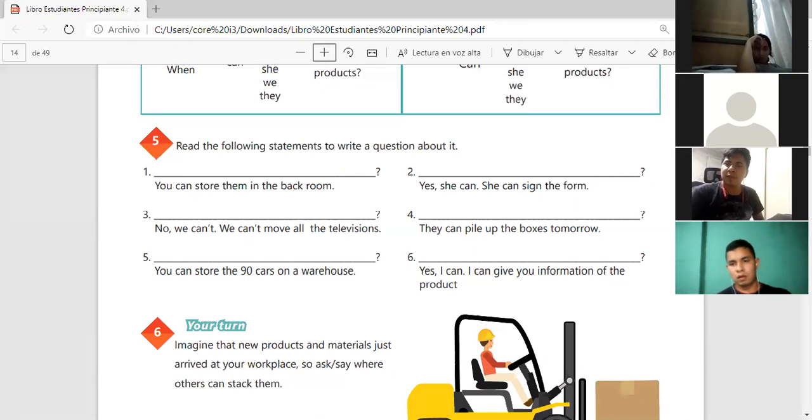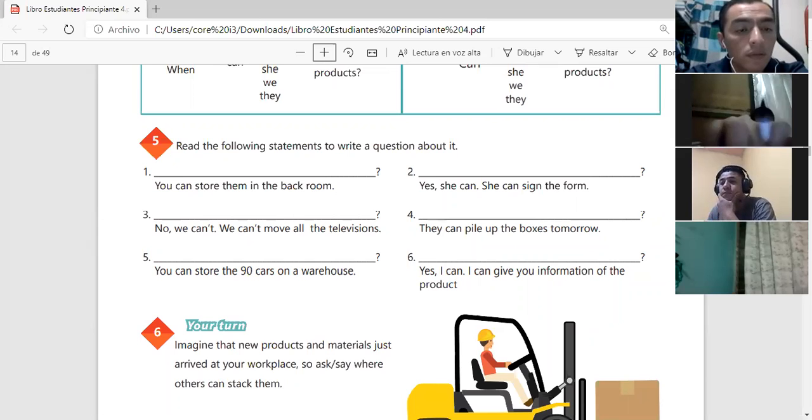Pile up is like poner una sobre otra, apilar, or I don't know if it is apilar. I don't know how you say it, but you put one box and then another box, another box, and another box. Como esquivar. Yes, that you put one and then another. So they can pile up. They can pile up the boxes tomorrow. When can they pile up the boxes? Good. When can they pile up the boxes? And the answer, they can pile up the boxes tomorrow. Good. Next one. Let's see.